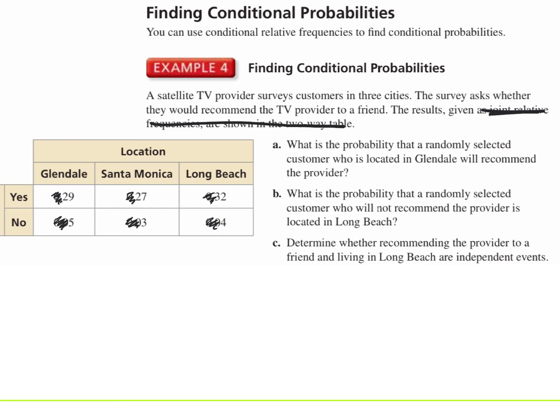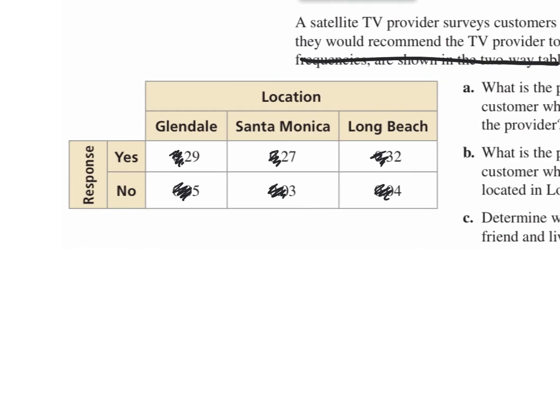First thing we want to do is find the total of each column and each row. So I'm going to have a total row here. And for the column Glendale, how many people total are in Glendale? 34. Awesome. 34, 29 plus 5. What about Santa Monica? How many people? 30. And Long Beach? 36.